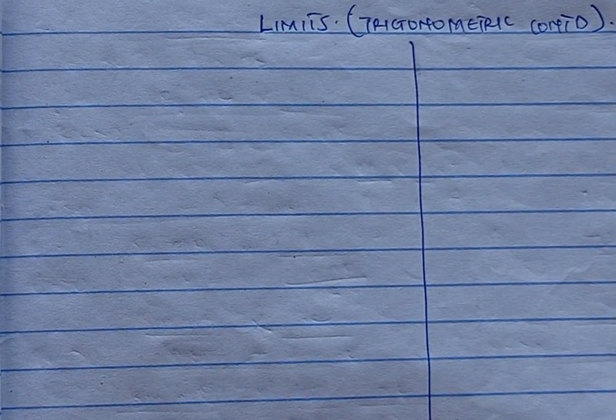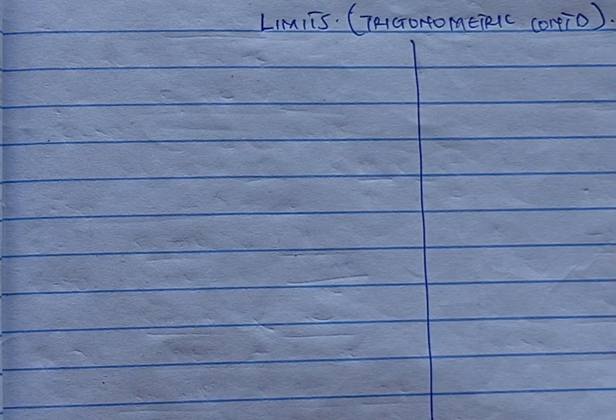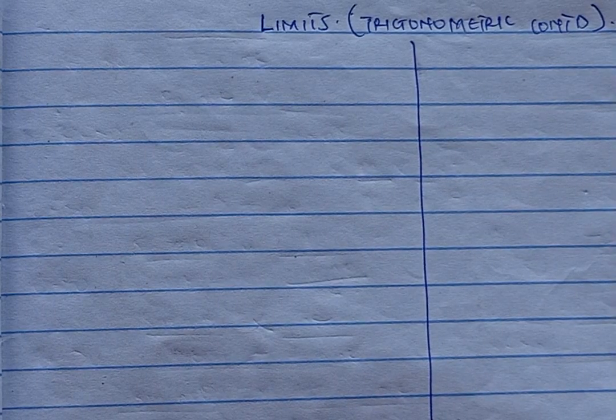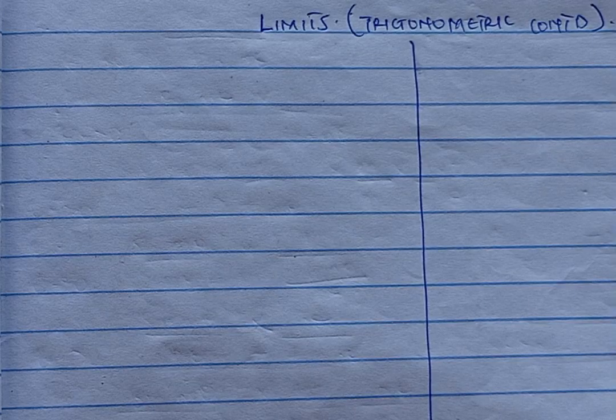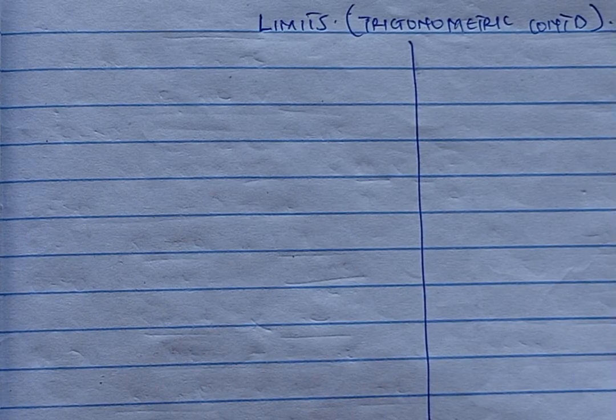Today we continue from where we stopped, which is trigonometric identities of solving limits. If you have not watched the videos that I posted earlier, make sure you go and watch them, as it will help you to understand this one better.